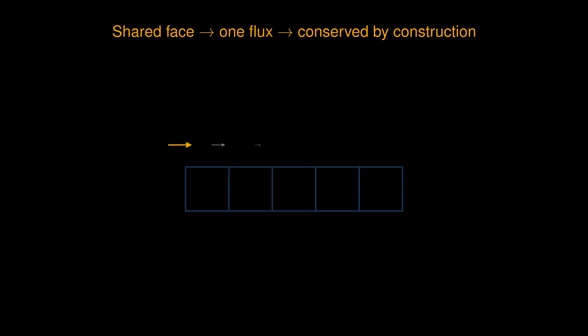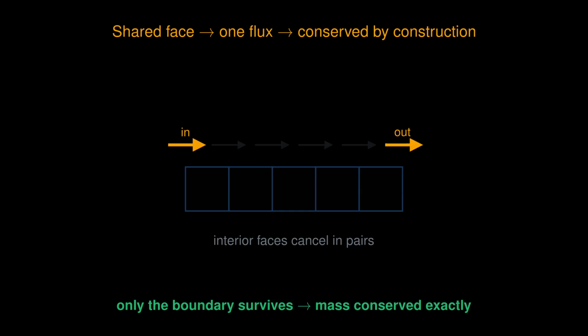Now line up a whole row of cells and add up all their fluxes. Every interior face shows up twice, with opposite signs, and they cancel in pairs. The only fluxes left standing are the ones at the outer edges of the domain. So the total mass across the whole grid can change only through the outer boundary. Exactly, to machine precision on any mesh, however coarse or lopsided. The method conserves by construction. You don't hope for it.